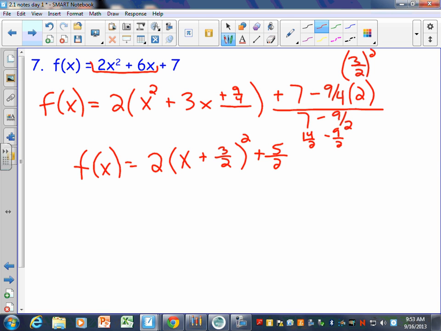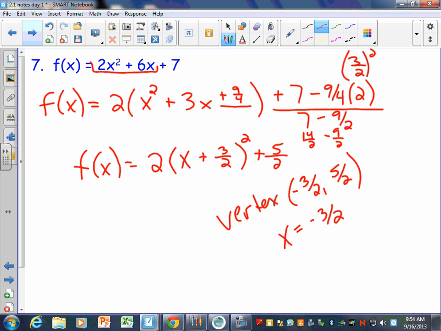It would have a vertex at negative 3 halves, 5 halves. So at negative 1.5, 2.5. And our axis of symmetry would be x equals negative 3 halves. But you're definitely going to have some on your homework today. I can probably promise you on your test you're going to have a question where you have to complete the square and it's going to give you a fraction like this. Not awful, just a little more work.